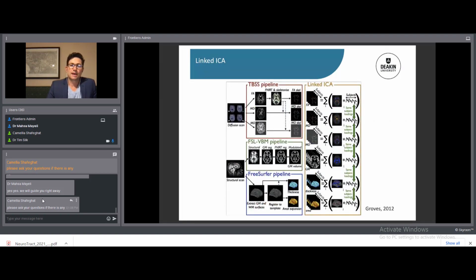So taking that property forward, new advances have allowed us to do this across imaging techniques. And this process is called linked ICA. This example here has taken diffusion scans as well as structural data on the grey and white matter, as well as cortical thickness measures. Next slide, please.